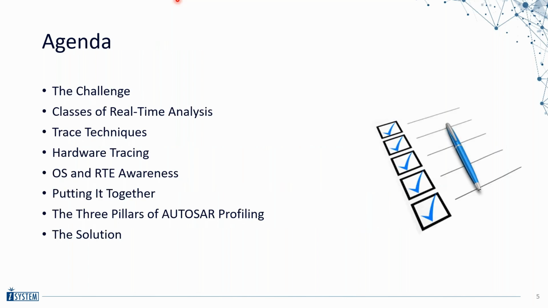So with that being said, I will start with explaining the challenge, like why would we even want to do this type of real-time analysis. I will talk about different classes of real-time analysis, and then we will have a look at tracing and hardware tracing in particular, and how we can utilize it to gather the data that we want to get. And then finally, I will explain how all that comes together and hopefully solve the initial challenge that we set up to solve.